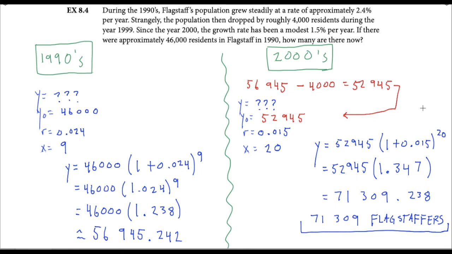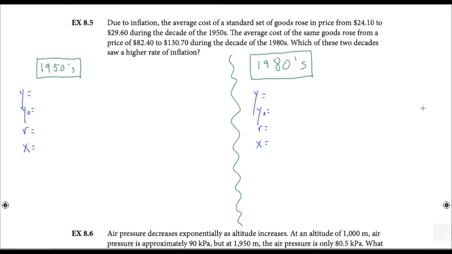Let's take a look at the next example. In example 8.5, I once again have two separate calculations, two related calculations. I have an inflation calculation for the 1950s and a similar calculation for the 1980s. In the 1950s, I'm told that a standard set of goods rose in price from $24.10 to $29.60.